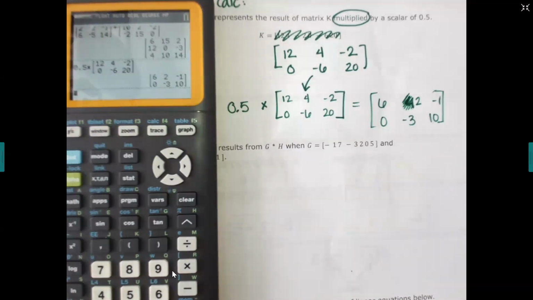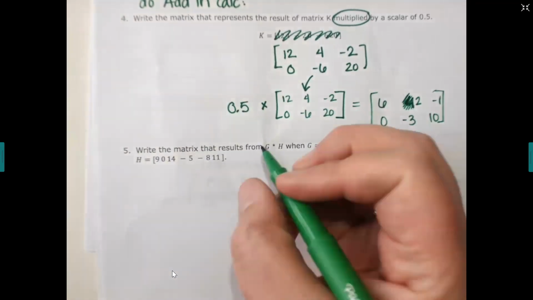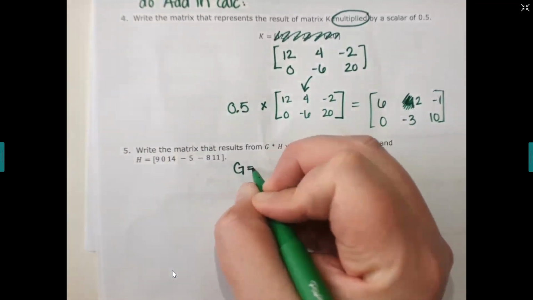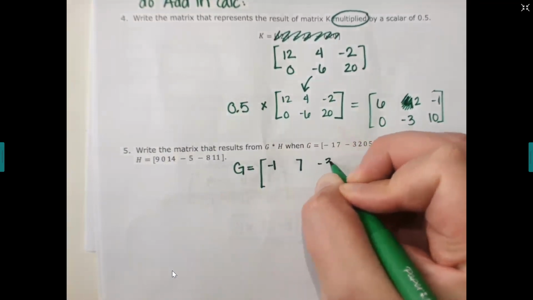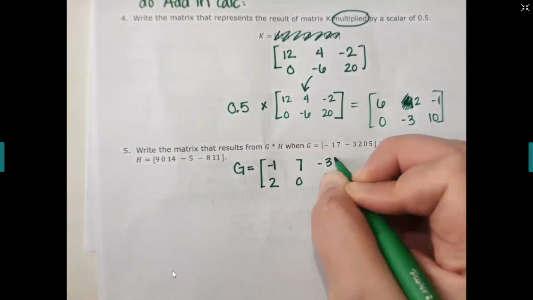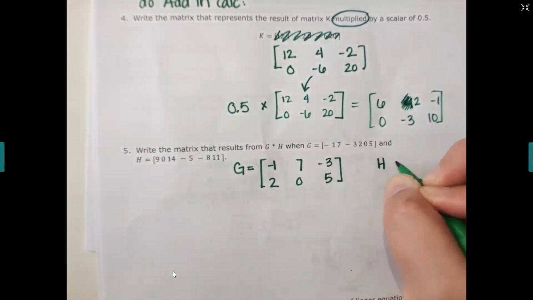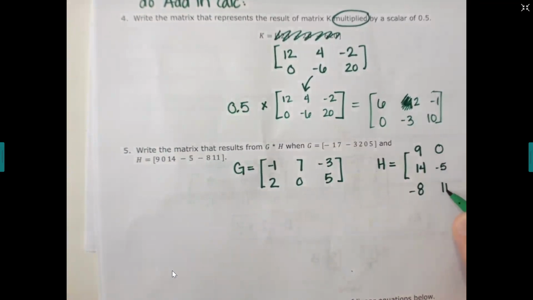All right, number 5 you can do. But we have to fix our matrix. So G should be -1, 7, -3, 2, 0, 5. And H should be 9, 14, 8, 0, -5.